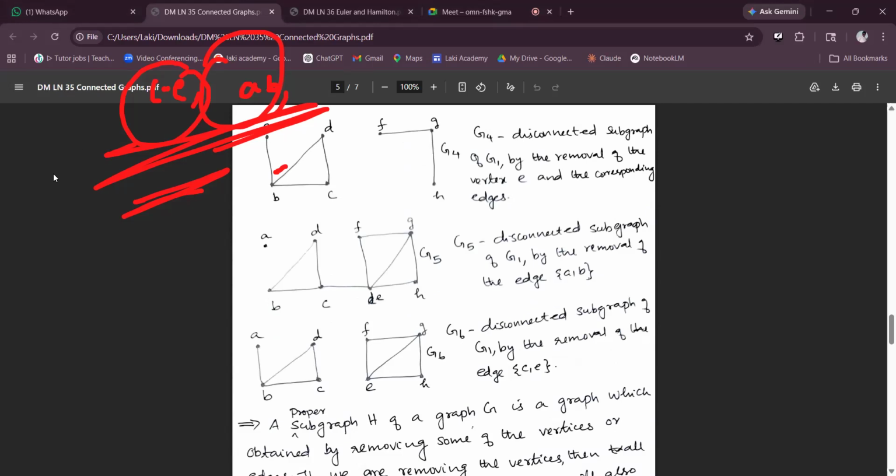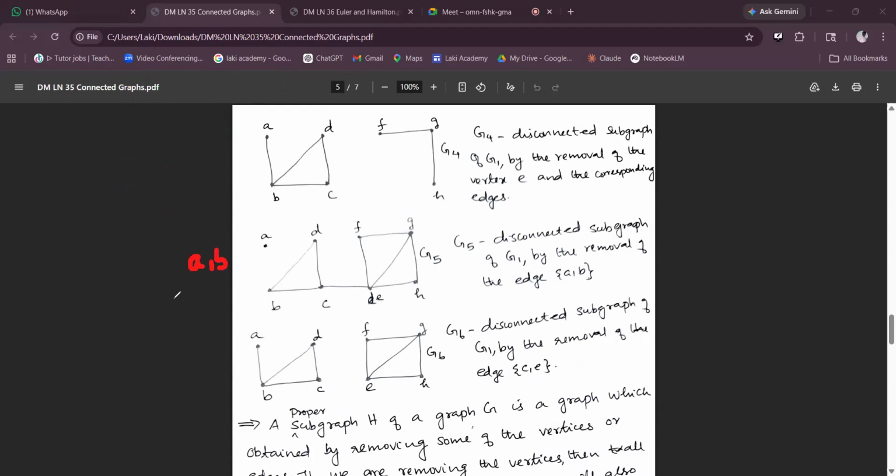See this. When you remove AB, you will get this. When you remove CE, you will get this. This is what a cut edge is.